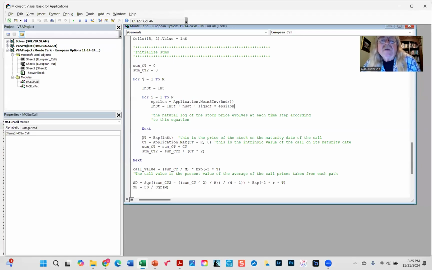But of course that means at the end we have to take whatever the final result is. The actual price of the stock is e raised to that log stock price. And then the option price is based on the stock price. So ultimately what we're doing is creating a large number of possible payoffs for this option, and then the average of those payoffs discounted back to the present is our estimated option price.